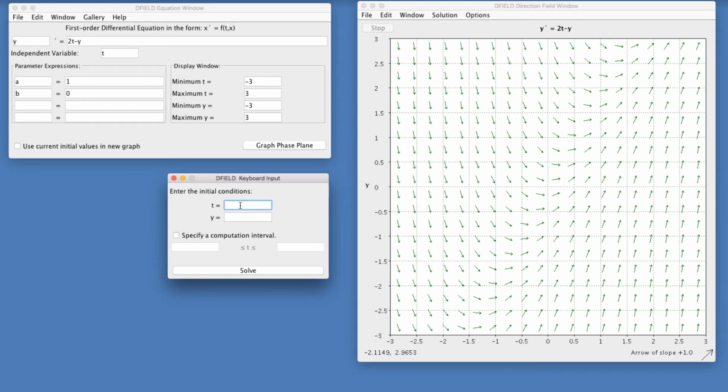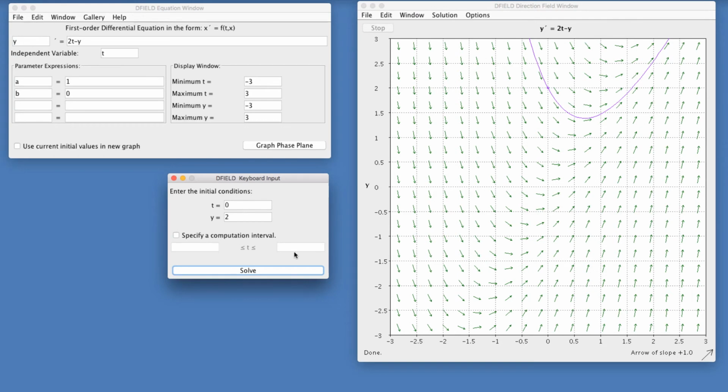So looking back at our notes, the first particular solution we got was y of 0 is equal to 2. So t was 0, y was 2, and then you can say solve, and it puts that solution in there for us. If ever you want to delete one of these, the way I know to do it is just go back up to here and hit graph phase plane, and it sort of refreshes the phase plane. You can put that back in there.